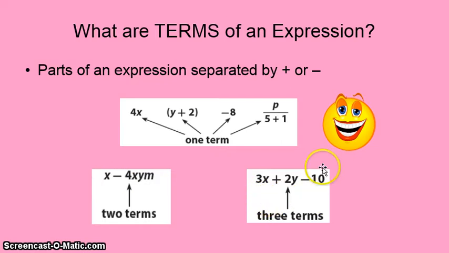In this expression, we have three terms, 3x plus 2y minus 10. 3x is being separated from the next term by a plus. 2y is being separated by a plus and a minus, and then 10 is our last term.